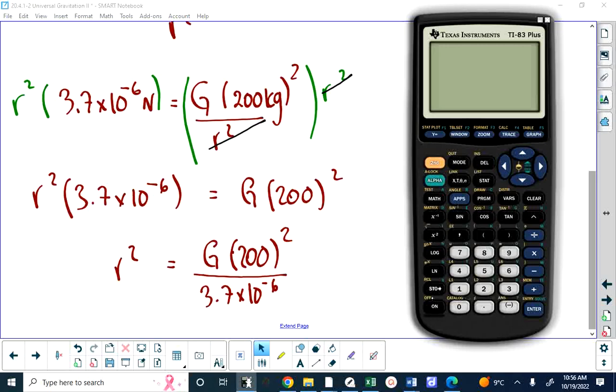So let's calculate the answer first. I need to take the universal gravitational constant. I need to multiply by the 200. I need to multiply by the 200. That's m times m. I just chose to enter it that way as opposed to going 200 squared. It doesn't really matter. And then I need to divide by that 3.7 times 10 to the negative 6. Did I get that number right? 3.7 times 10 to the negative 6? That's what it is in the question. So what this is giving me is r squared. So r squared is equal to 0.72.